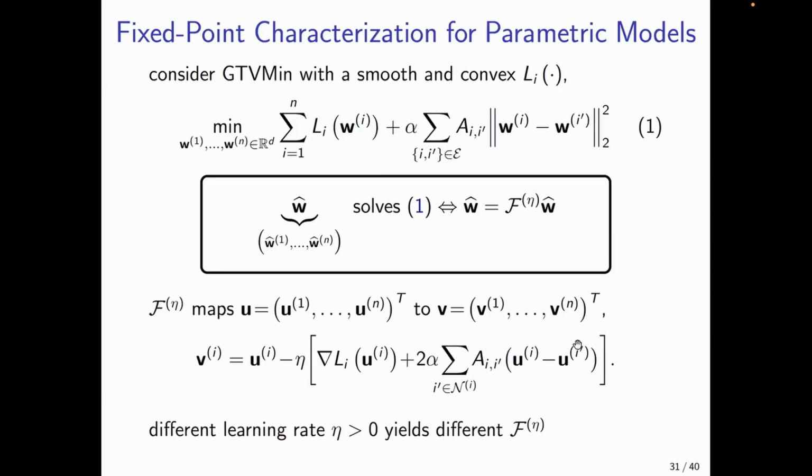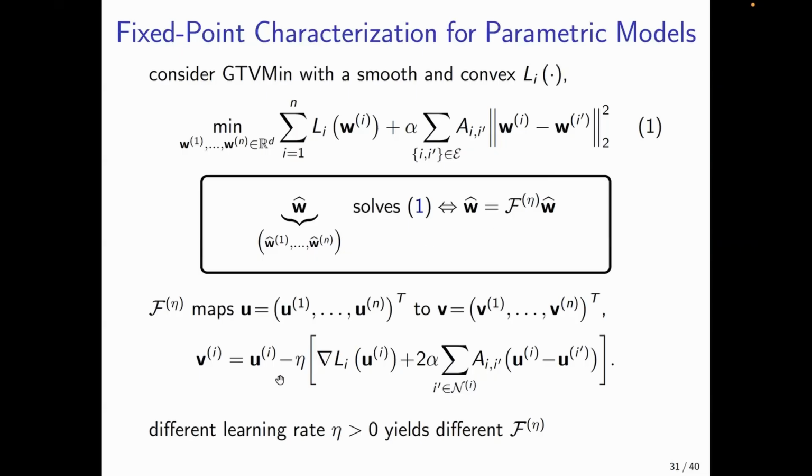So this is the second step in our workflow. Again, the first step in our federated learning workflow is to formulate your federated learning application as GTV-min. The next step is to characterize the solutions of GTV-min using a fixed point equation. So try to find an operator, calligraphic F here, such that any solution to GTV-min is a fixed point of this operator. This is straightforward for smooth and convex objective functions, because the zero gradient condition almost directly gives you such an operator.